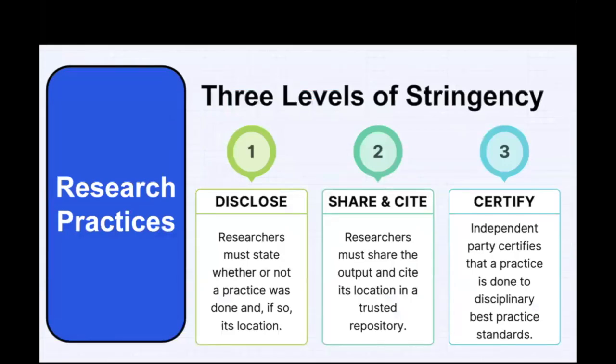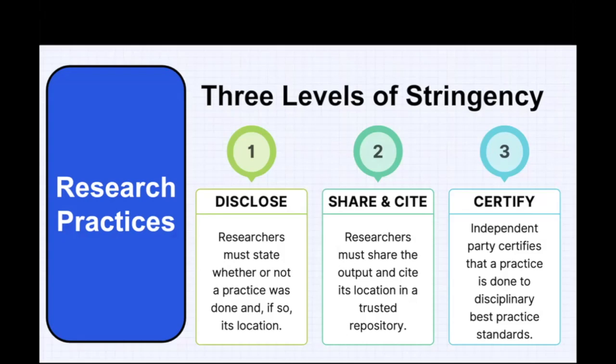All right, so in terms of consistent levels, we now have three consistent levels for the research practices as addressed before, and those three levels are outlined here. So, as before, level one involves disclosure. Researchers achieving level one for a particular practice need to state whether or not the practice was done, and if so, its location, such as the repository where it's stored or how the practice was achieved. So that's level one, disclosure. This level provides an easy entry point for researchers seeking to increase transparency of their practices, and for journals and other stakeholders, it allows that baseline of transparency.